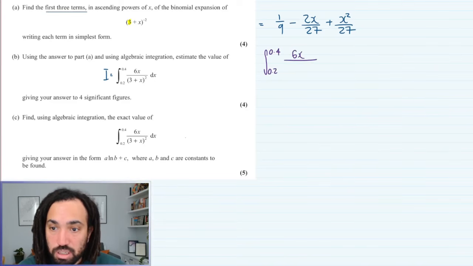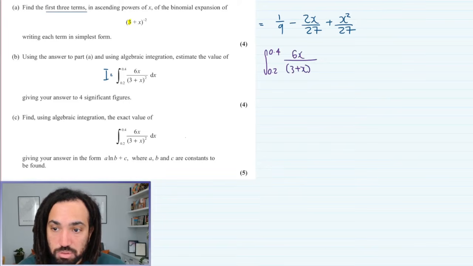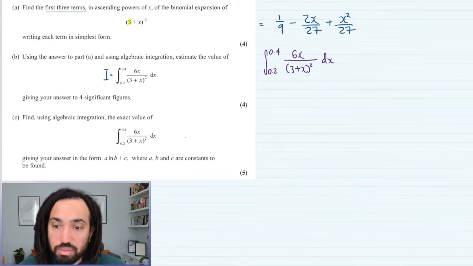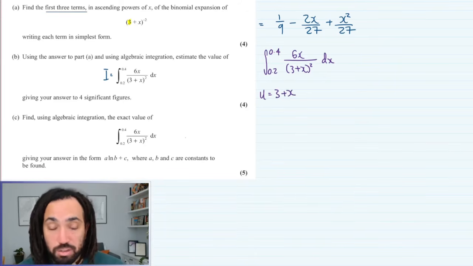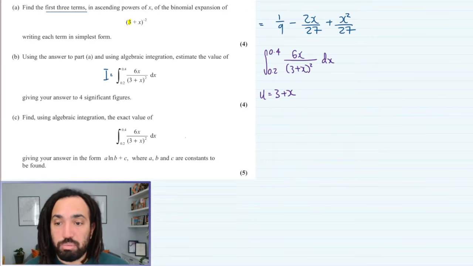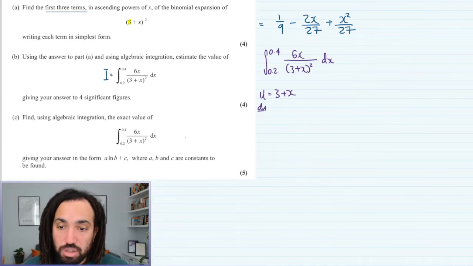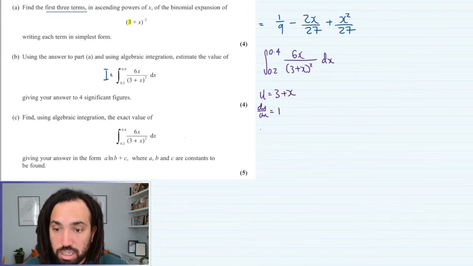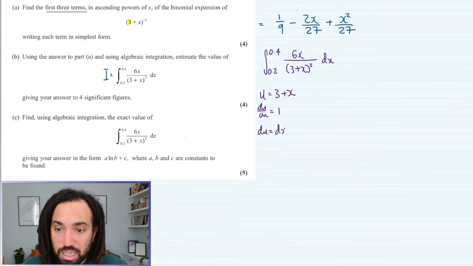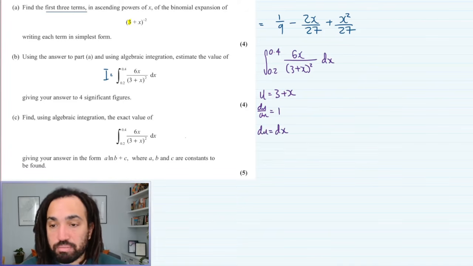6x over (3 plus x) all squared dx. So I'm going to say that u is equal to 3 plus x. So it's the denominator, which is the problem piece. If we can clear that, then we'll be good to go. So du by dx is equal to 3 differentiates to 0 and x differentiates to 1. So du equals dx, which is nice and handy.